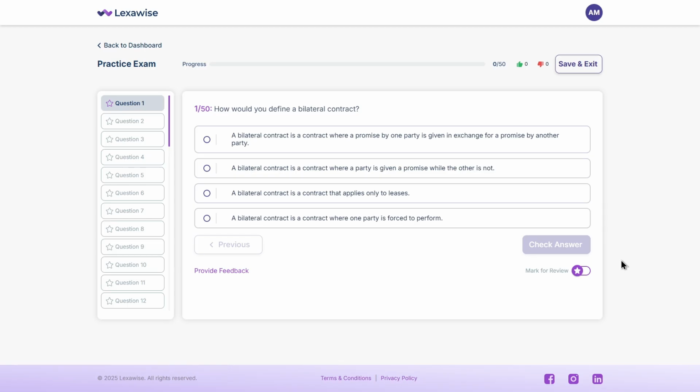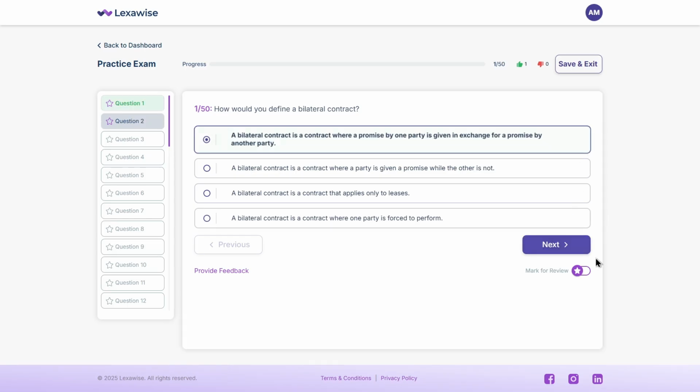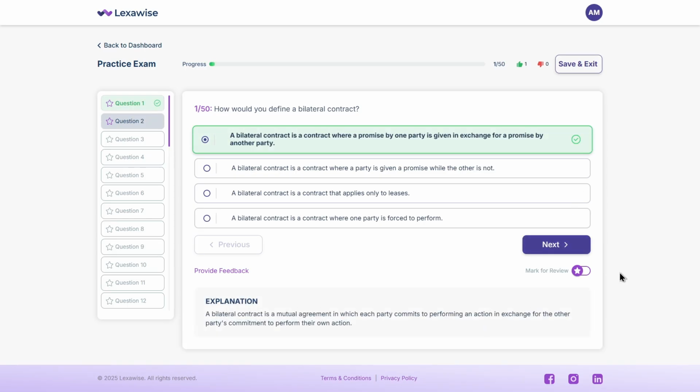The correct answer is A. A bilateral contract is a contract where a promise by one party is given in exchange for a promise by another party. This works because a bilateral contract is a mutual agreement. Each party agrees to perform something in exchange for the other's commitment.